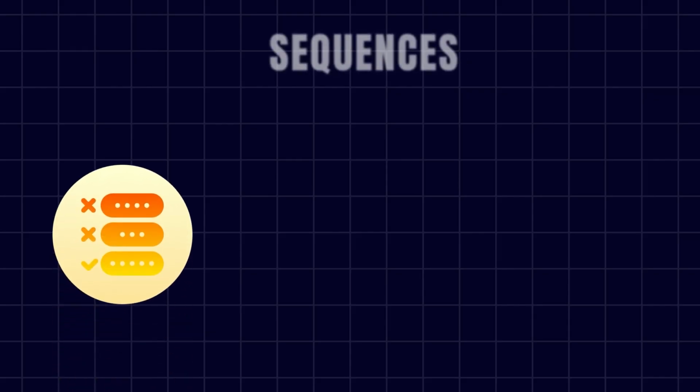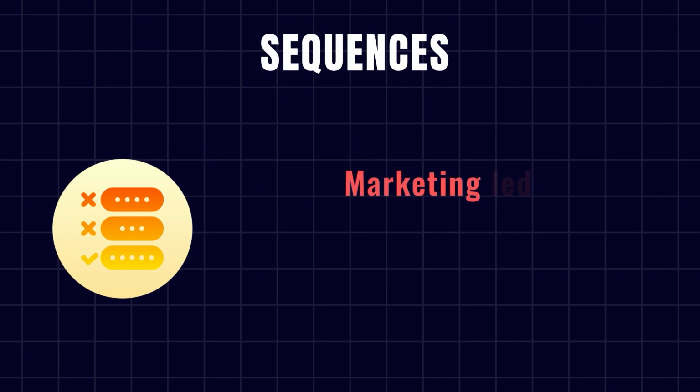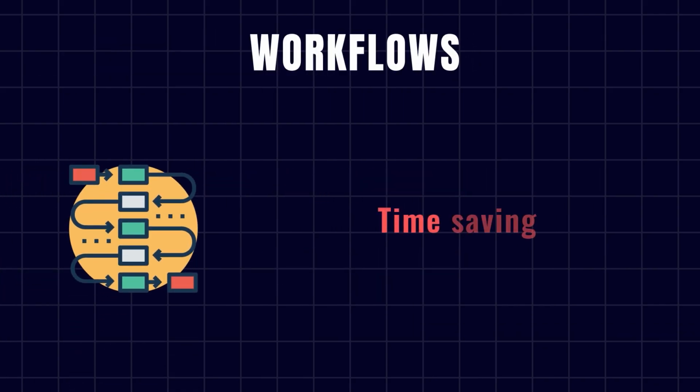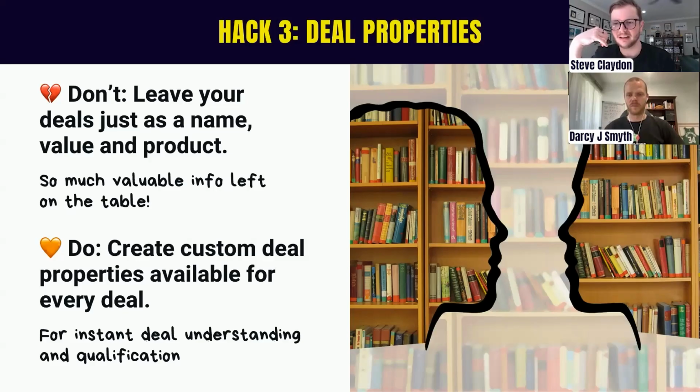So think of sequences more as a marketing-led function, really, as a nurturing function. Think of workflows as a time-saving option more than anything else. How do I make efficiencies in this system so that I don't have to manually do tasks? It just automatically does a whole bunch of stuff for me. Hope that answers the question. Anything you want to add to that, Das, while I get this?